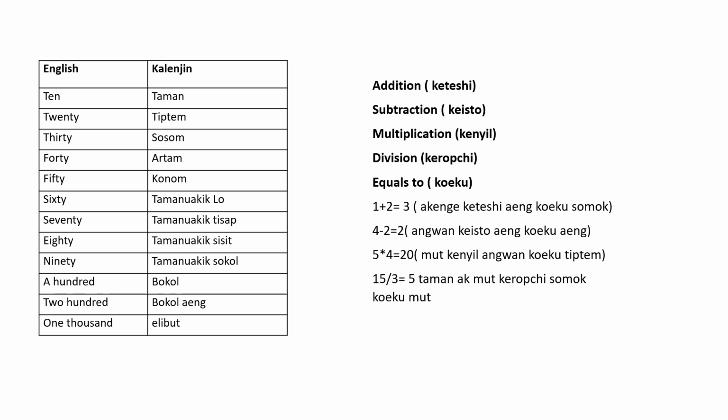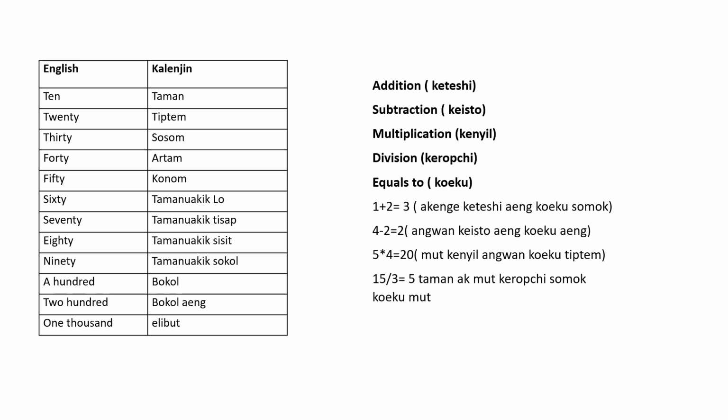In this case of 60, we now come into another chapter. What is the 60? 60 is tamanwagik lo. What is tamanwagik lo? It means 6 tenths. You realize that taman is 10 and then lo is 6. So 6 tenths. 70 is the same. Tamanwagik tisap, 7 tenths. 80 is tamanwagik sisit, that is 8 tenths. 90 is tamanwagik sogol. That is 9 tens.